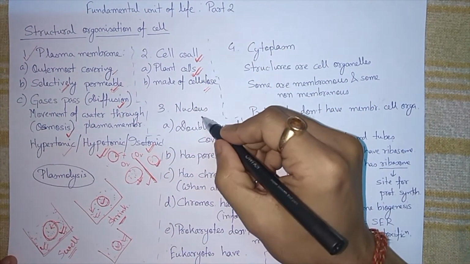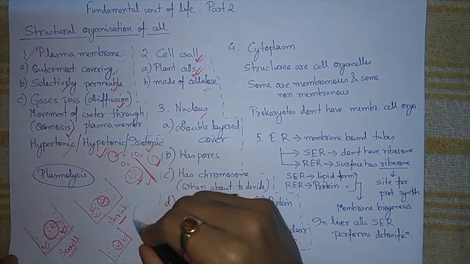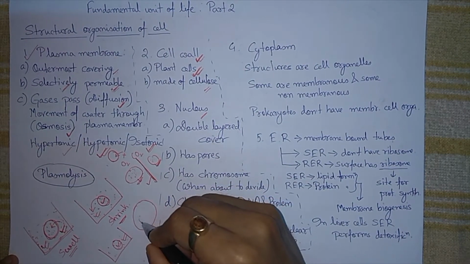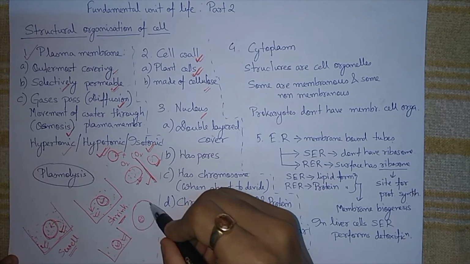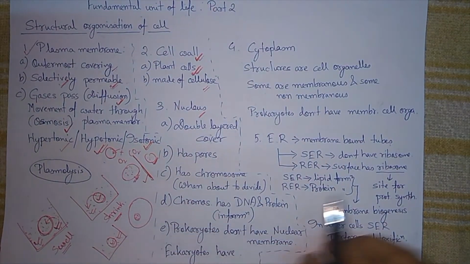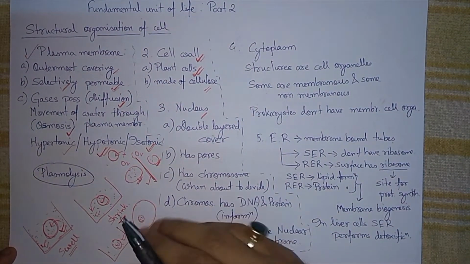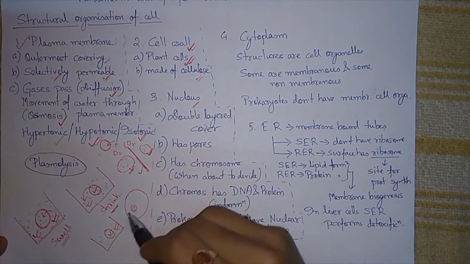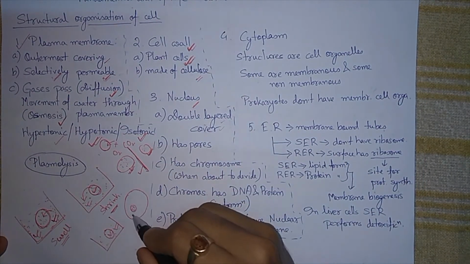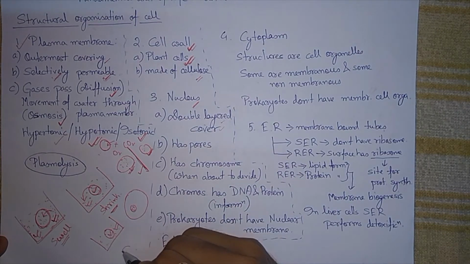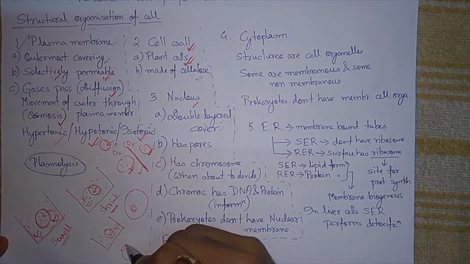Next, we have the nucleus, which is known as the controlling center of the cell. So this is the nucleus and it controls the whole cell. Remember, this nucleus controls the whole cell. Without the nucleus, the cell cannot exist. Nucleus is a double layered cover. If I draw a particular nucleus, it will be like this. It is a double layered structure.